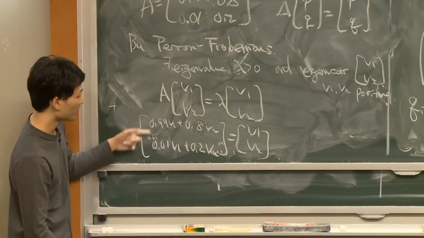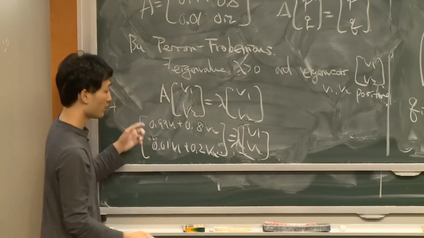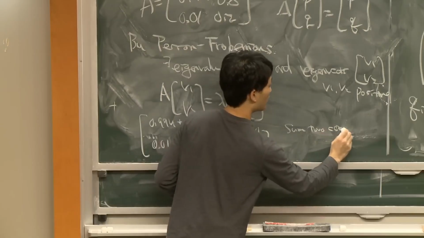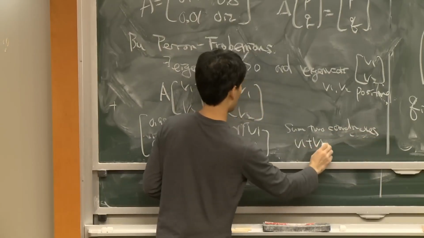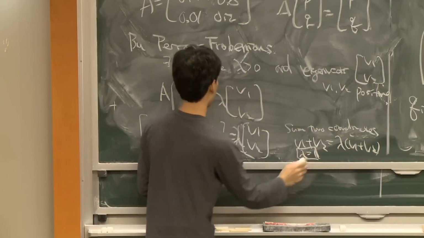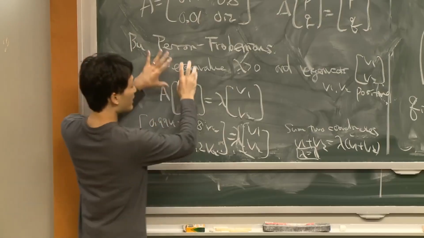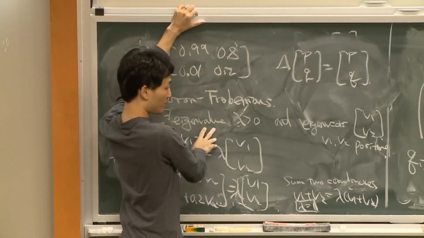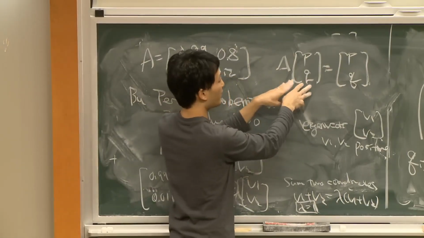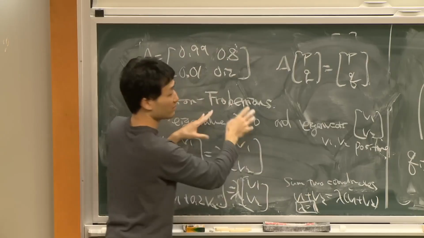Okay. So sum these two values, and you get lambda times v2. On the left, what you get is v1 plus v2. So sum two coordinates. On the left, you get v1 plus v2. On the right, you get lambda times (v1 plus v2). That means your lambda is equal to 1. Okay. So that eigenvalue guaranteed by the Perron-Frobenius theorem is 1. So this, what you'll find here, will be the eigenvector corresponding to the largest eigenvalue, which is equal to 1.